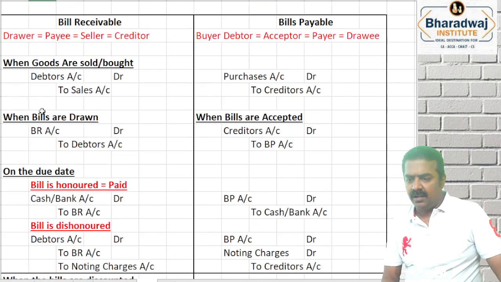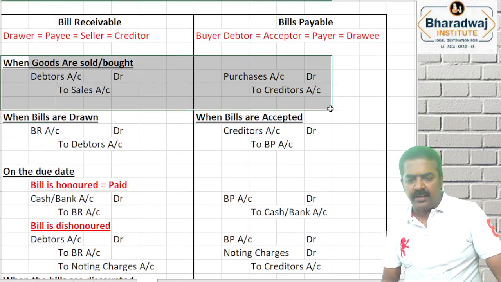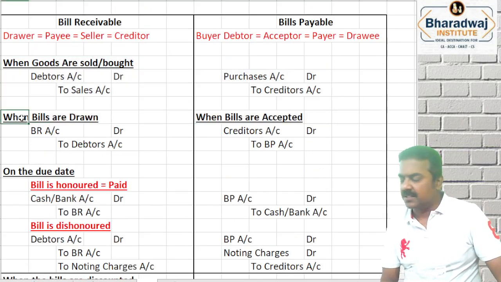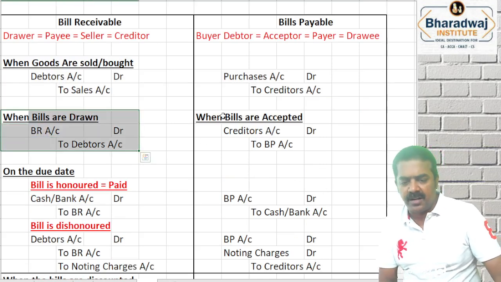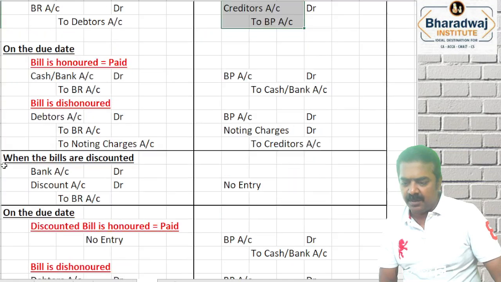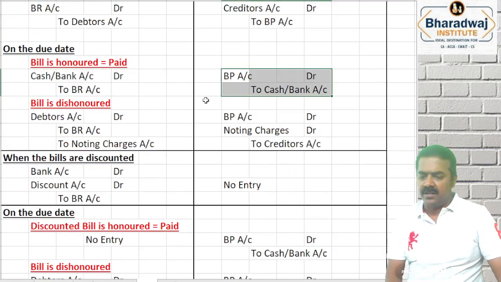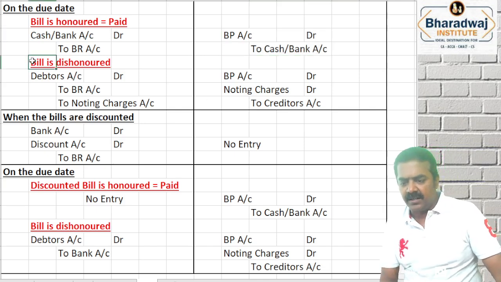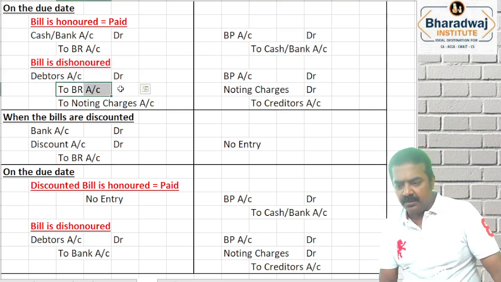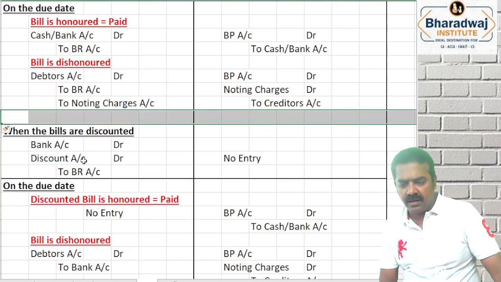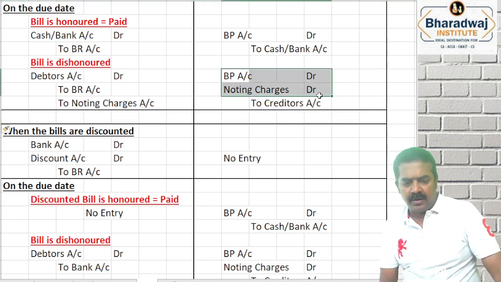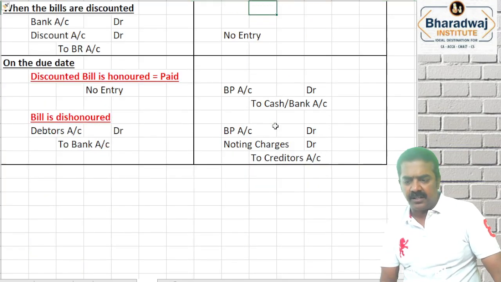I repeat. When the goods are sold, debtors to sales and purchase to creditors. When bills are drawn, bills receivable to debtors and creditors to bills payable. On the due date, if we collect the money, cash account debtor to bills receivable. The other party pays money, bills payable to cash. If the bill is dishonored, debtors account debtor to bills receivable, noting charges will be borne by the other party. Then bills payable account debtor, noting charges account debtor to creditors account.